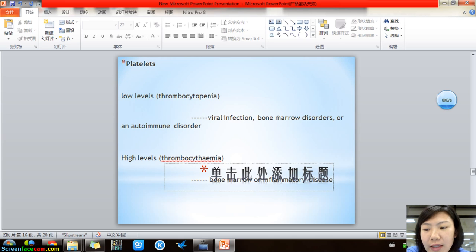A low level of platelets may be caused by autoimmune disorder, viral infection, or taking some drugs. And a high level of platelets is produced by bone marrow reasons or inflammatory disease.